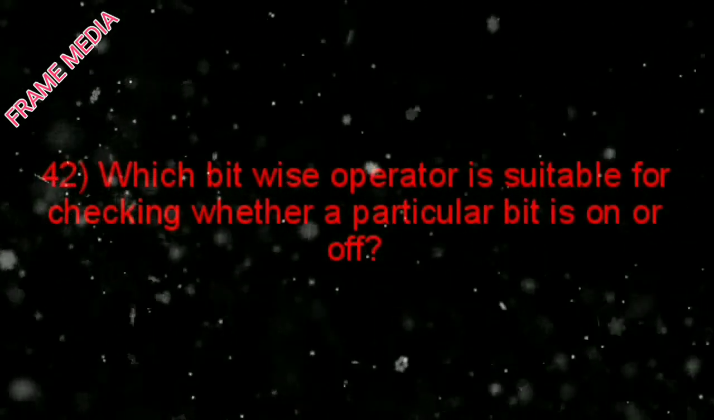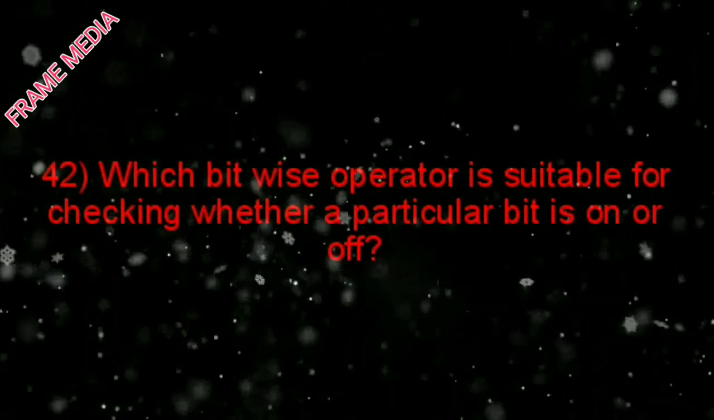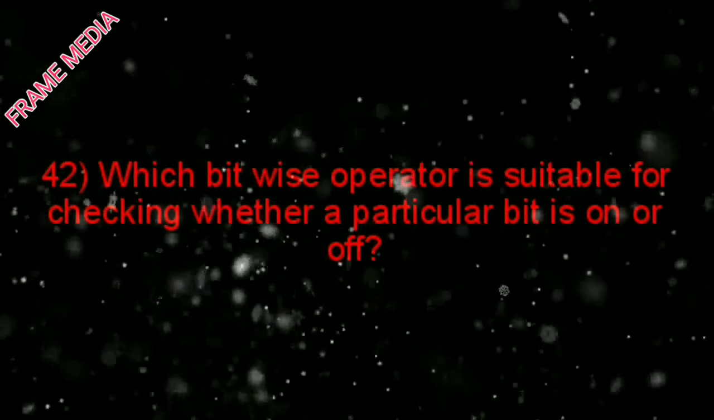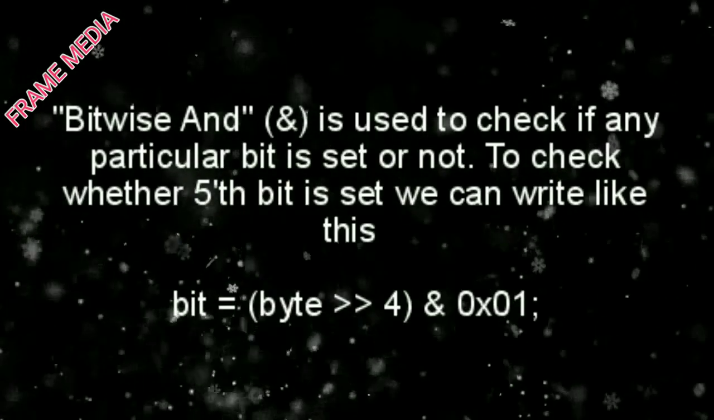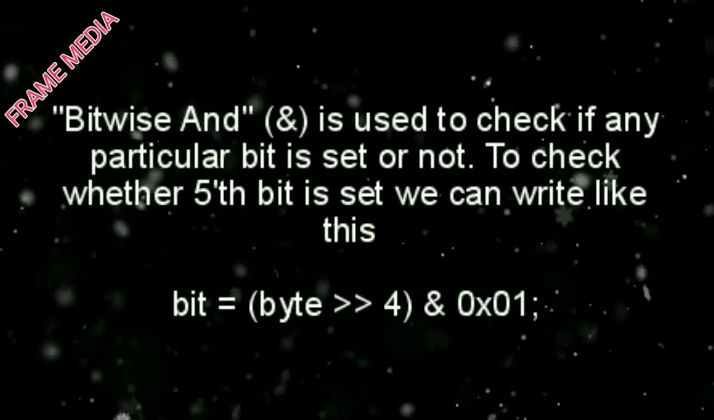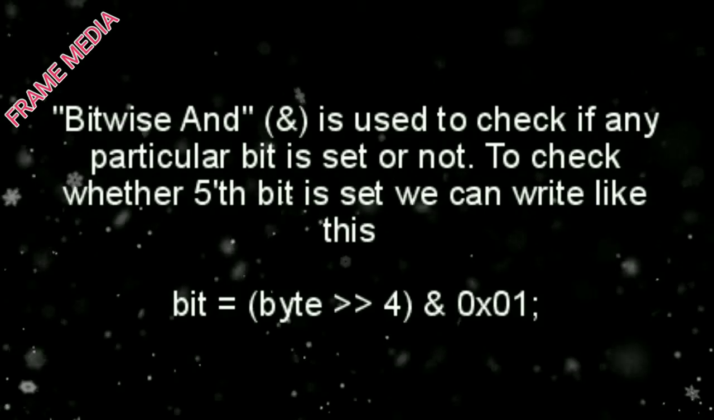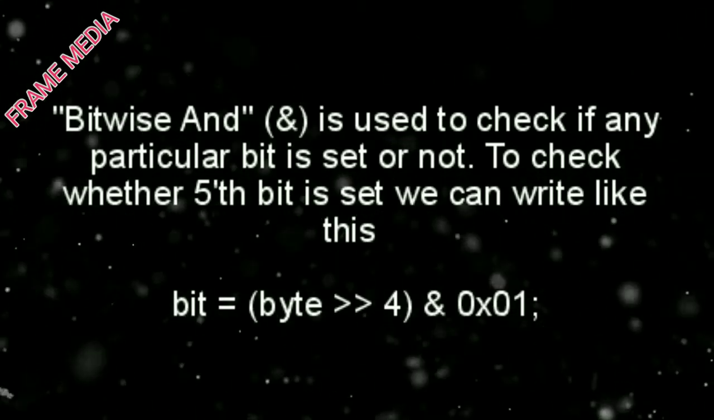Question number 42. Which bitwise operator is suitable for checking whether a particular bit is on or off? Bitwise AND is used to check if any particular bit is set or not. To check whether the fifth bit is set, we can write like this. Watch the screen, please.